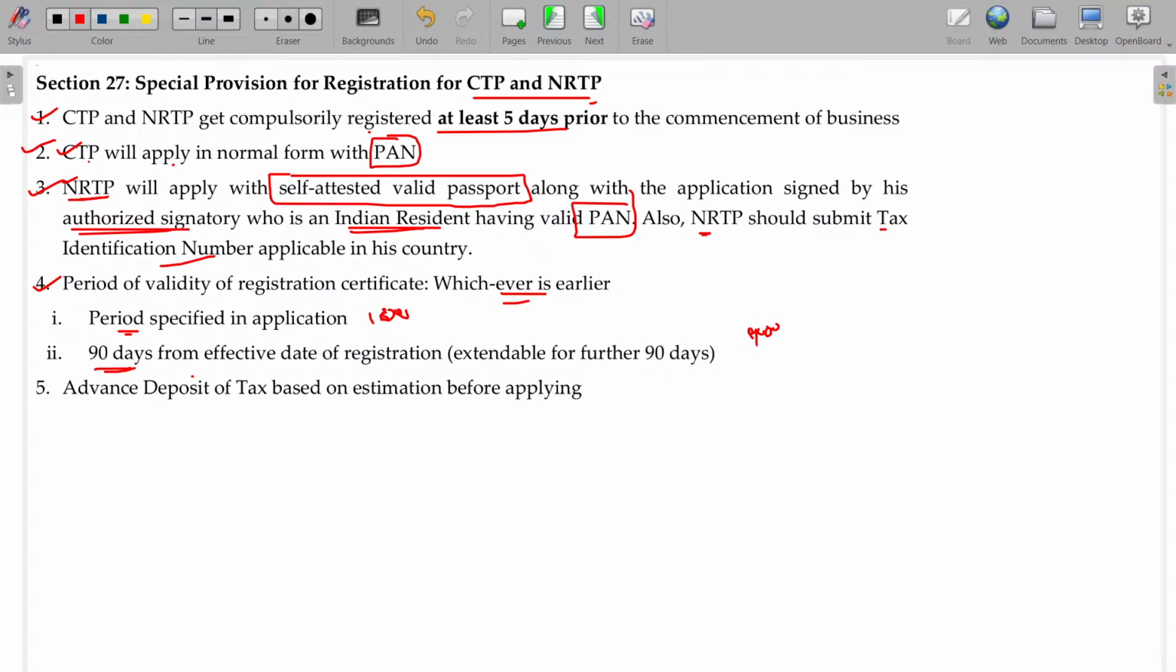So, you first get the CTP and NRTP for 90 days. If you want to further extend, you can extend another 90 days also. Maximum 6 months only allowed. So, effective date is only 90 days, but extendable by a further 90 days. Okay. And you have to deposit the tax in advance before applying itself. So, you have to estimate what business size you plan to do in 6 months or 3 months, and based on the estimation, you have to pay the tax in advance.